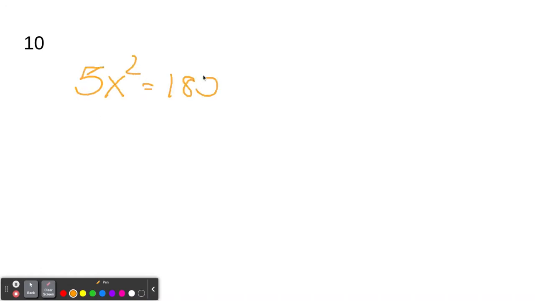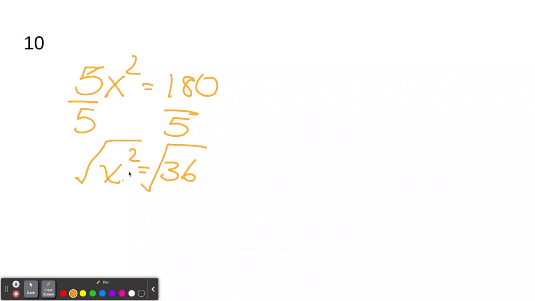Okay, let's say we had, and we'll use that color, why not? Let's say we had 5x squared equals 180. How would we solve this? Well, we can divide out that 5, and now we have x squared equals 180 divided by 5. Use your calculator. That's 36. And then we just square root each side. Just square root each side when you see that square. The square root of x squared is x. That's what you're looking for. And the square root of 36 is 6.